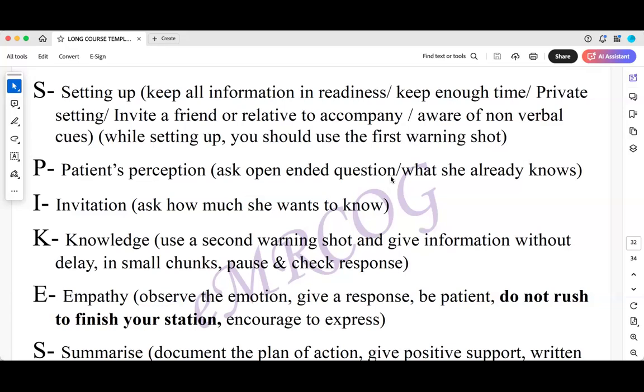Sometimes they just keep silent. We will not spend the whole station while the patient is keeping silent, so just wait. Some people say count to 10 in your head: 1, 2, 3, 4, 5, and silence is there. And then you say, I'm so sorry to be the bearer of this news. Are you ready to continue the consultation, or shall I rearrange it for another time?